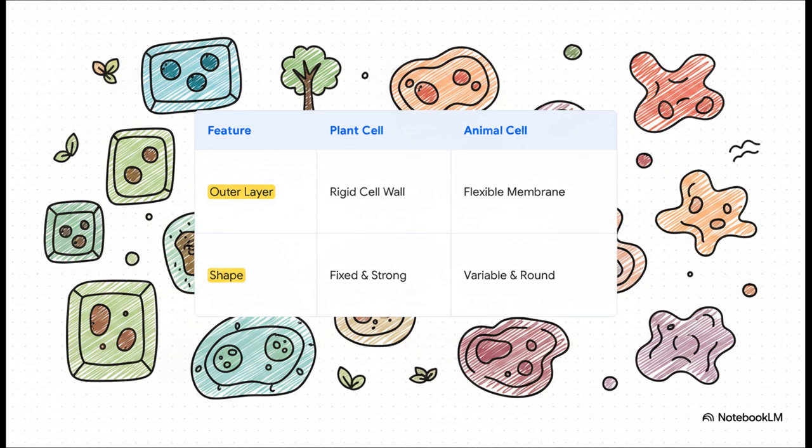But animal cells, they don't have that wall. They just have a flexible outer layer, the plasma membrane, which means they can be all sorts of different, squishier shapes.